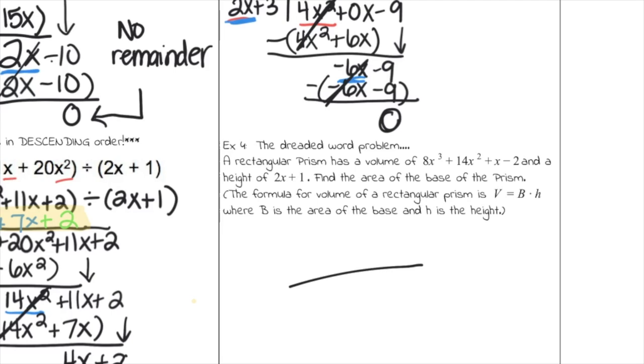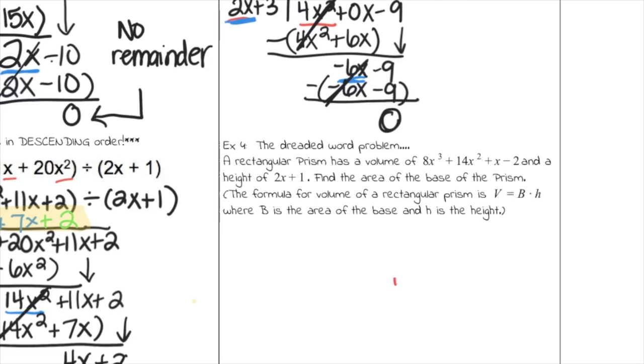Okay? All right, so I'm actually going to go back now to the second slide. And in my second slide, let me do some erasing here. All right, so this was my problem. It said the rectangular prism has a volume of, and they give you this polynomial, and a height of 2x plus 1. Find the area of the base of the prism.